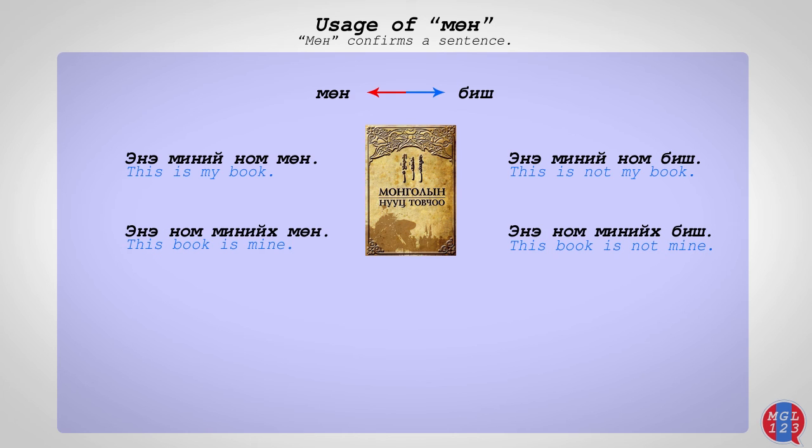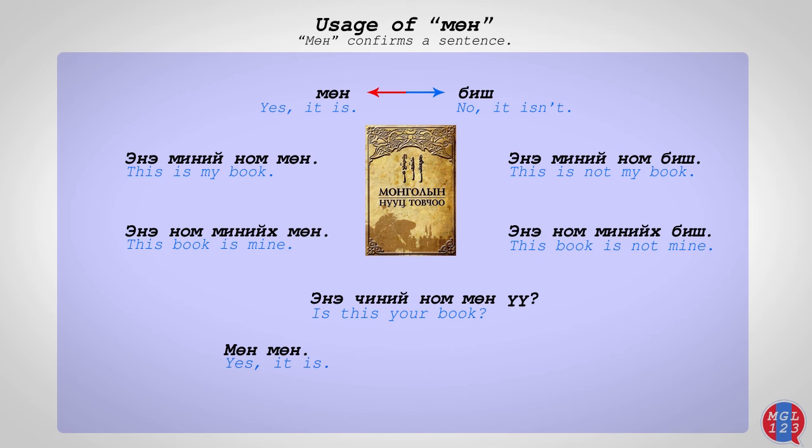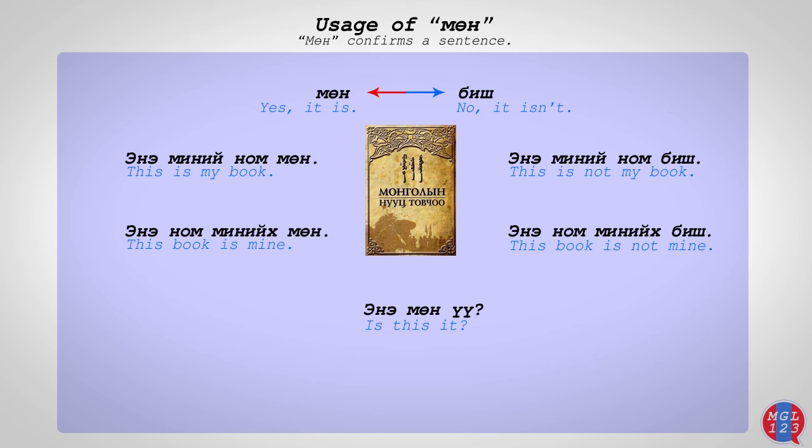Энэ ном минийх мөн. Мөн means yes it is. Энэ чиний ном мөн үү? You can answer мөн мөн. Or if it's not your book, then you can answer биш биш. Мөн is not exactly the equivalent of yes it is because it can act as a predicate. For example, энэ мөн, энэ биш.